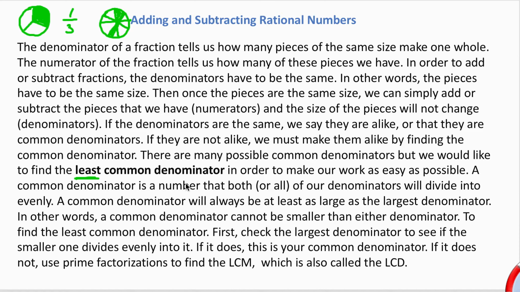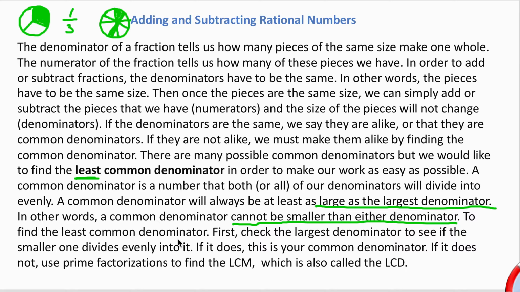A common denominator is a number that both of your denominators, or all of them if you have more than 2, divide into evenly. A common denominator will always be at least as large as the largest denominator. In other words, a common denominator cannot be smaller than either denominator.